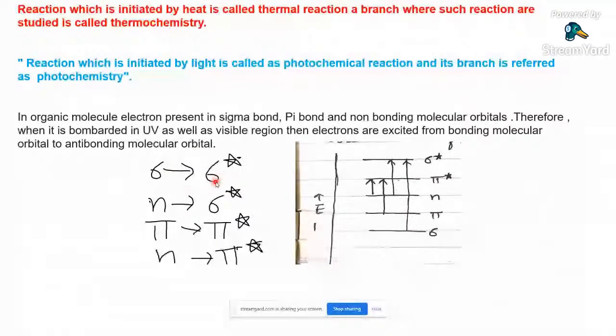So the molecule may get transferred from a bonding molecular orbital to an anti-bonding molecular orbital, and this is the diagram for that. After absorption of radiation, there will be sigma to sigma star transition, n to sigma star transition, pi to pi star transition, as well as n to pi star transition.